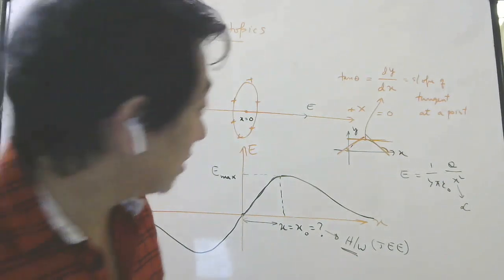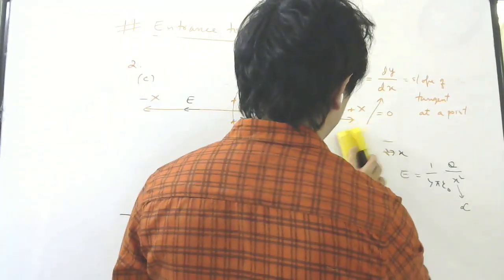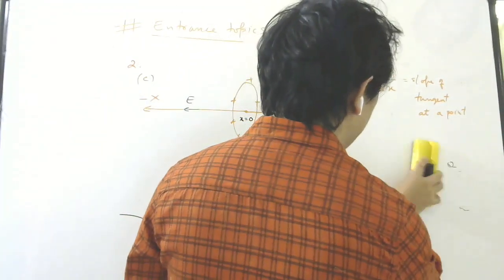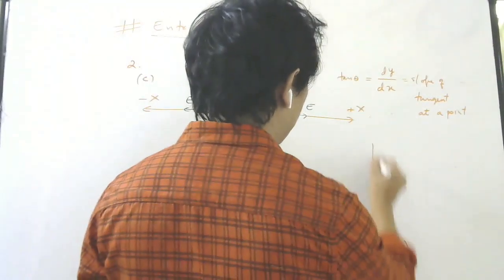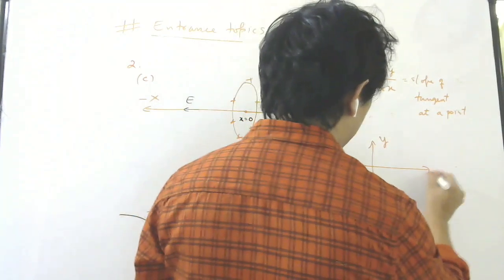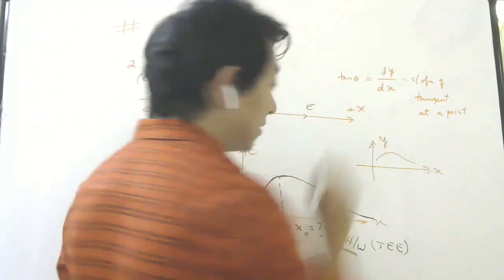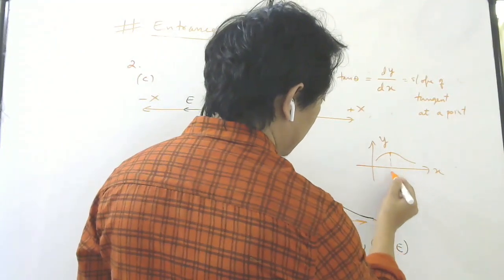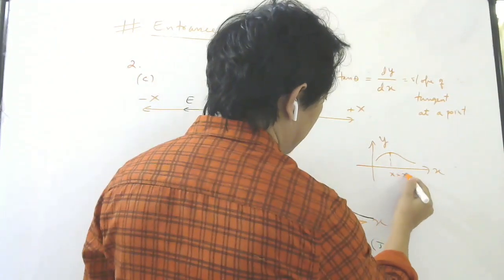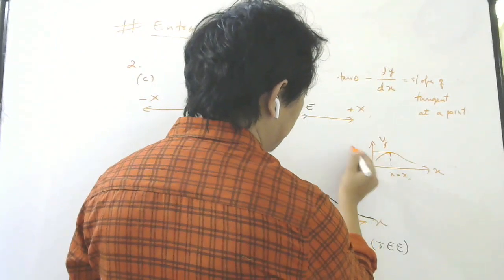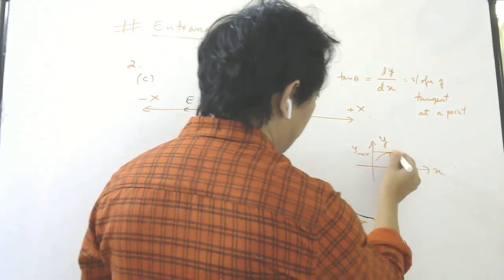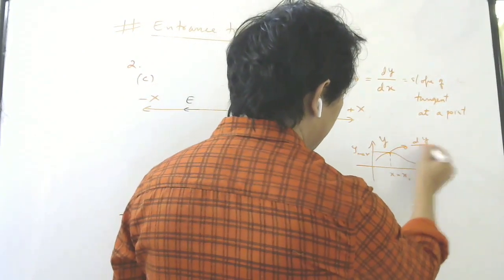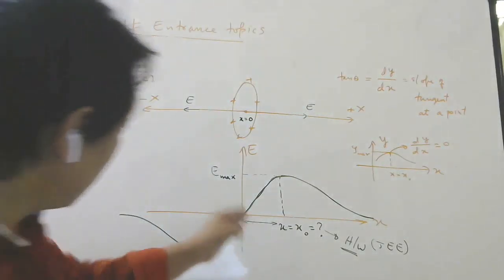Understood? Let me clarify one small thing. Let me write it down. Please remember, students, that whenever you have a function y, which is a function of x, and the graph looks like this, then at the point x equal to x naught or whatever, when y is maximum, at that point your dy by dx must be 0. Okay, so the same thing we are finding here.